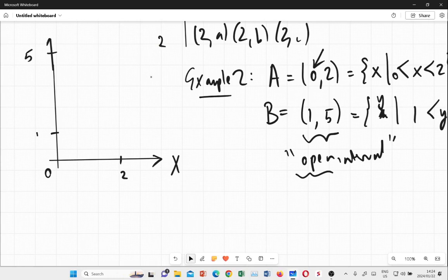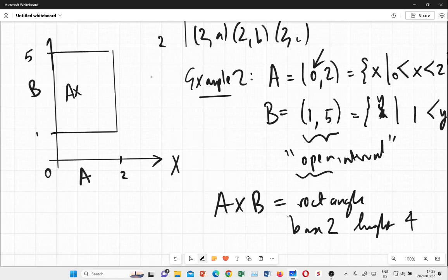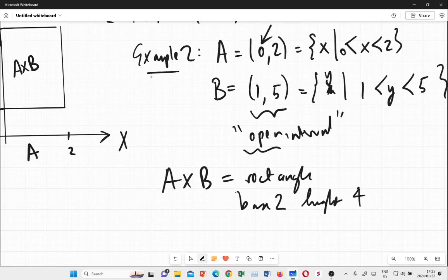In this case, notice that A cross B is actually a rectangle, with base 2 and height 4, because it's going to be like this. So this is B and that's A, and this is A cross B. So this is the Cartesian product. This is a rectangle whose base is 2 and whose height is 4. Notice that the area of this is going to give you 8.